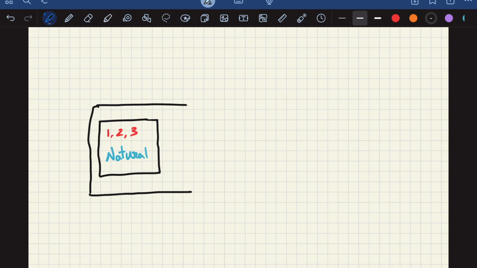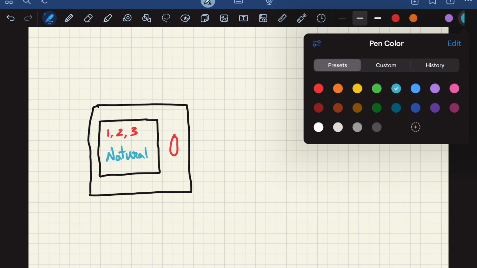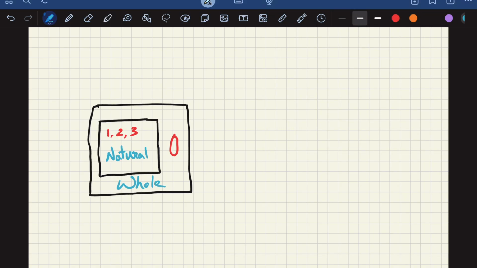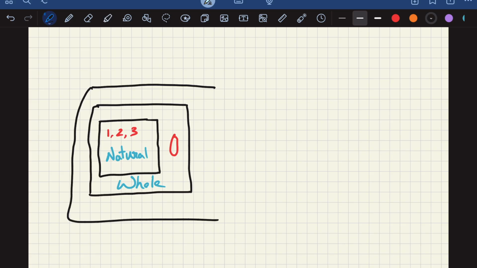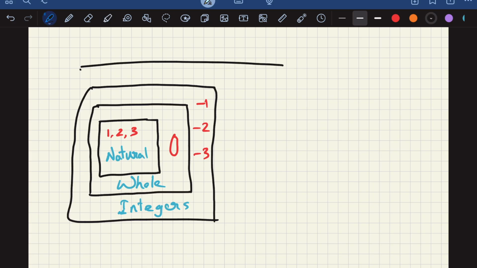The next box would be whole numbers. This is when you add 0 to the set of natural numbers. So these are whole numbers. Now we put the whole number box in a bigger box. In this box, we have the negatives, -1, -2, all the negative numbers that you can think of. And these are integers. So this box has all the natural numbers, the whole numbers, as well as the negative numbers.